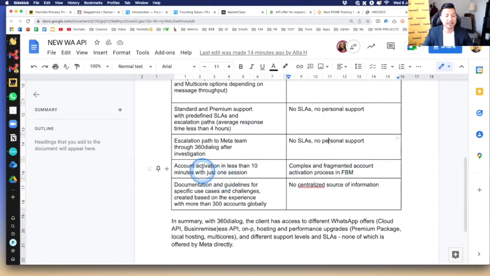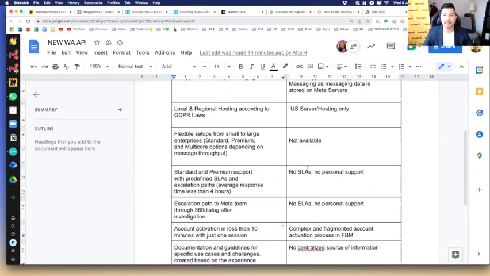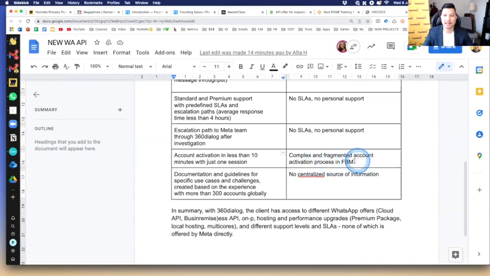Account activation in less than 10 minutes with just one session. Yes, I know you guys have done this before with us. Very, very fast, very easy to activate. And with Meta, it's a little bit complex and fragmented account activation process in Facebook Business Manager. Even our tech person is still learning how to do this. After a while, it'll get more smooth. But for now, if you don't have a tech person, might not be for you yet.